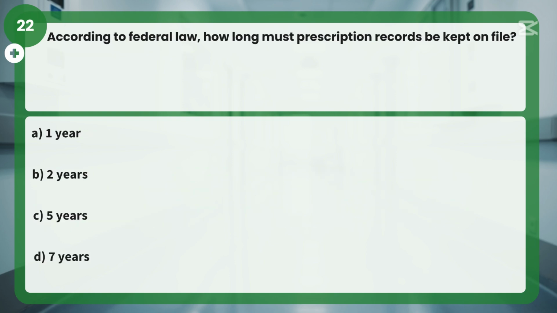Question 22. According to federal law, how long must prescription records be kept on file? A. 1 year. B. 2 years. C. 5 years. D. 7 years.